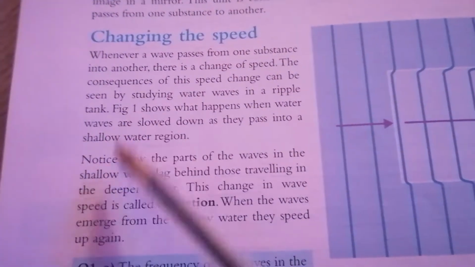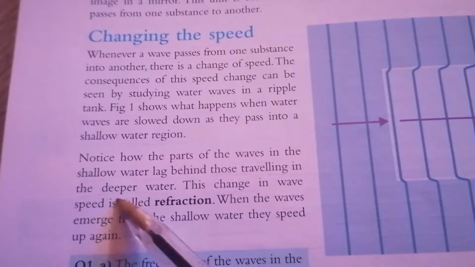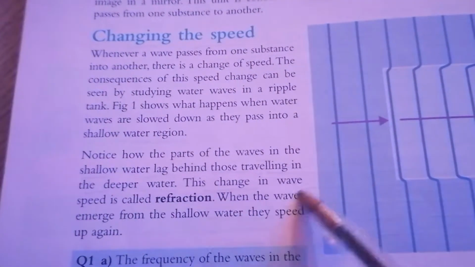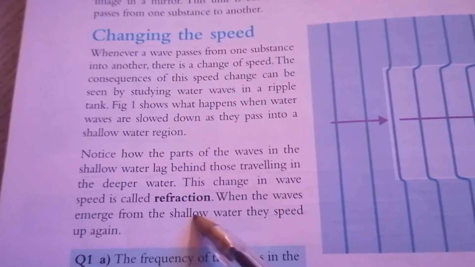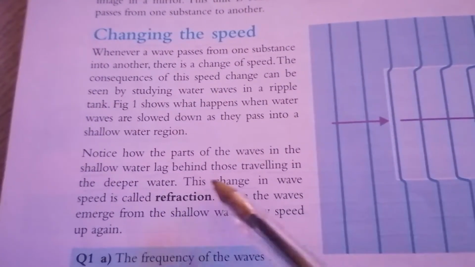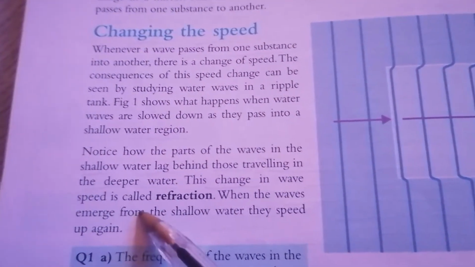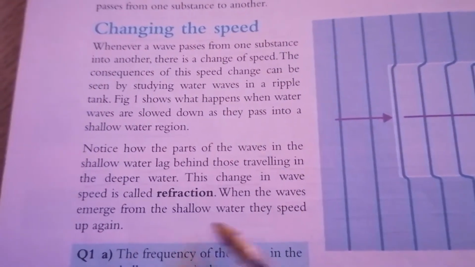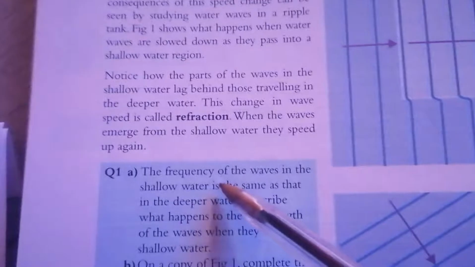So notice how the parts of the wave in the shallow water lag behind those travelling in the deeper water. This change in wave speed is called refraction. So refraction is the change in wave speed. When the waves emerge from the shallow water, they speed up again. Okay?